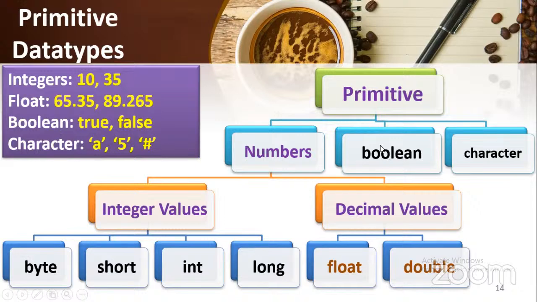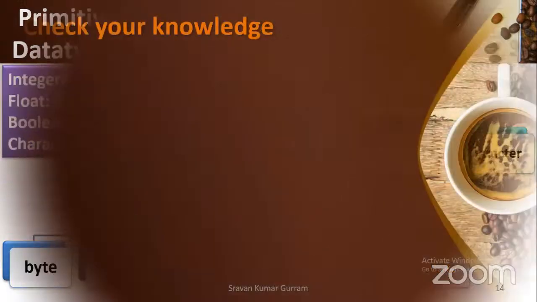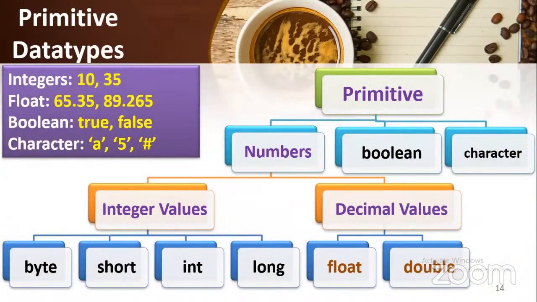You can store any boolean values, nothing but true or false values. For that, you can use the boolean primitive data type. Character is nothing but only a single character, but that should be enclosed within single quotation marks. So this is the complete picture about the primitive types.